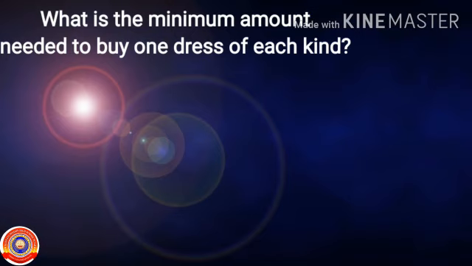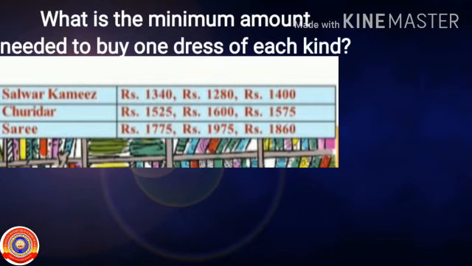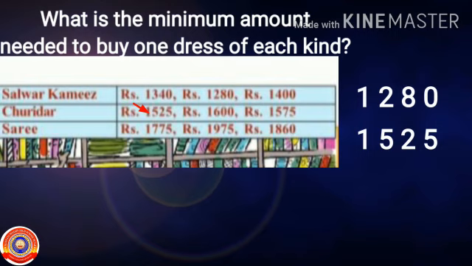What is the minimum amount needed to buy one dress of each kind? How can we find this? At first, find the least prices of salwar kameez, churidar and sari. What is the least price of salwar kameez? Yes, 1,280 rupees. What is the least price of churidar? Yes, 1,525 rupees. What is the least price of sari? Yes, 1,775 rupees.